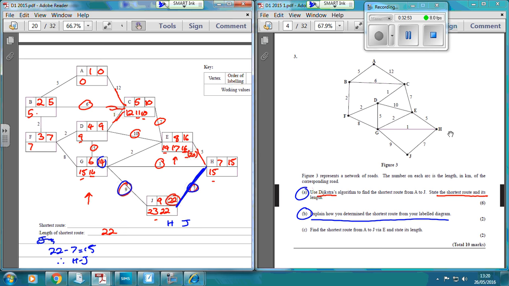Then 15 take away 5 doesn't equal 16, but 15 take away 1 does equal 14. So I'd say that 15 take away 1 equals 14. So therefore, GH is going to be a length.